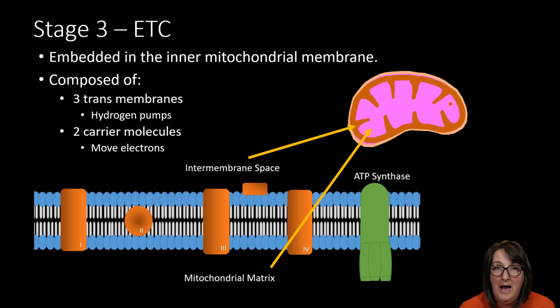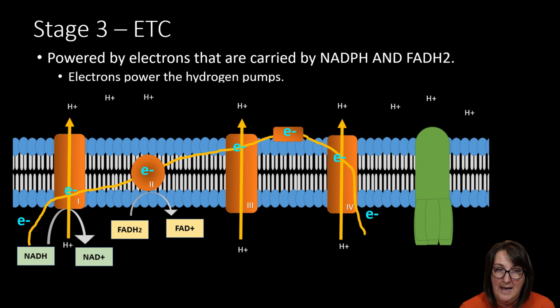So this is going to be powered by those electrons. Remember, NADH and FADH2 brought in those electrons. And those electrons moved down this ETC, created that negative charge. This negative charge is going to pull these hydrogens through. This creates that hydrogen pump due to an electrogradient pull, okay?